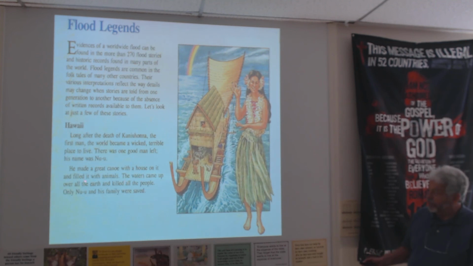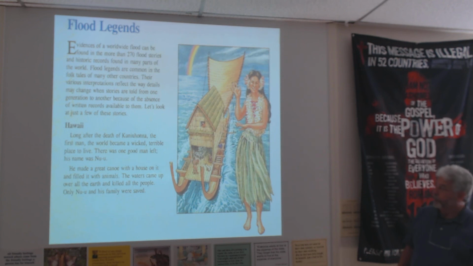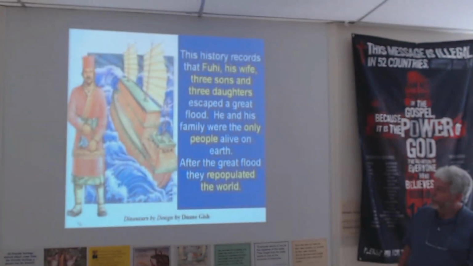Filled it with animals. Waters came up over all the earth and killed all the people. Only Nuhu and his family were saved. So is that essentially accurate? A few facts that are a little off, but for the most part, it's true.